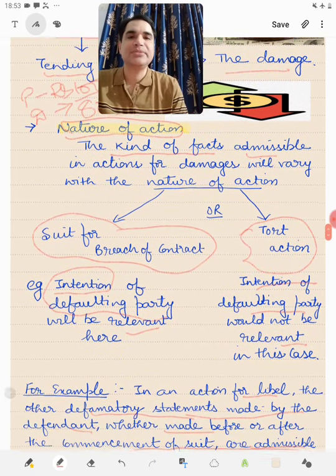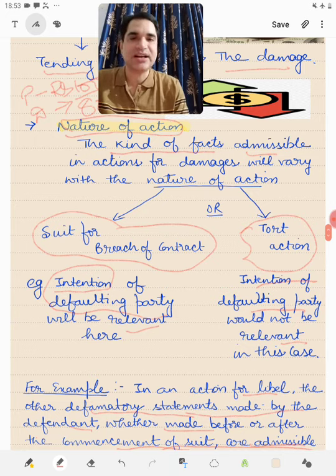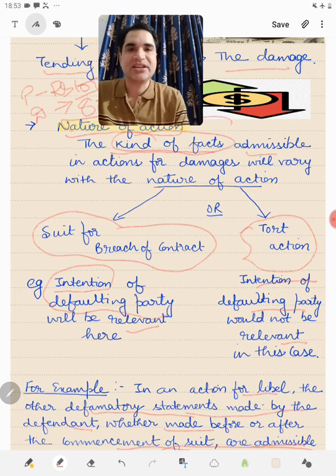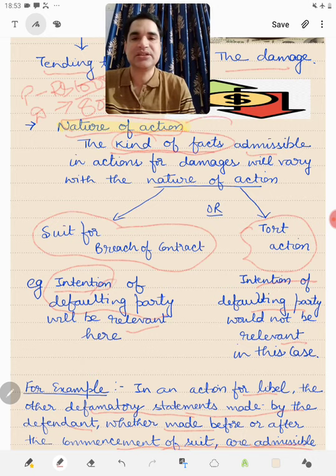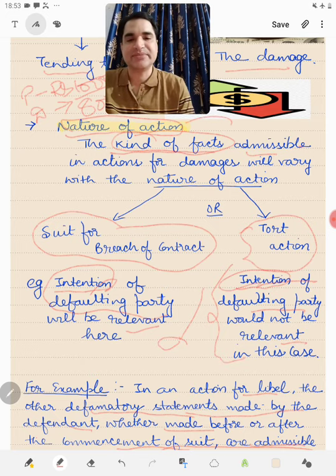And any fact here means certain kinds of facts which are relevant, and that kind of facts will depend upon the nature of action. If the nature of action is such that intention is relevant, then that will be admissible. But if the nature of action is such that intentions are not relevant, then that would not be admissible as such.